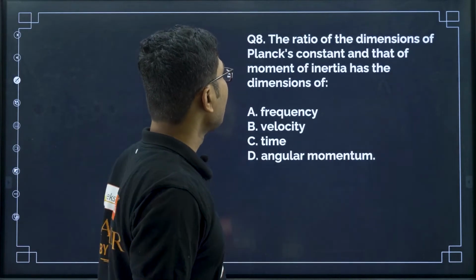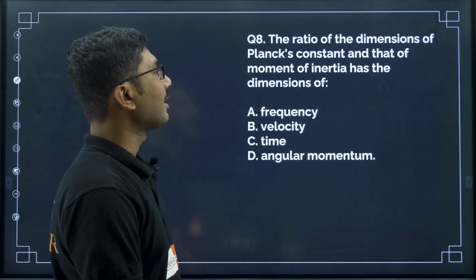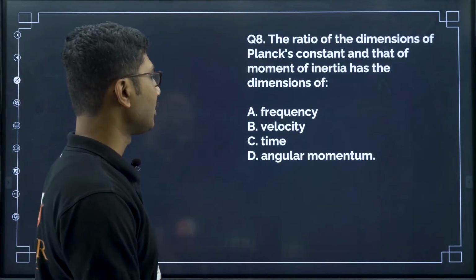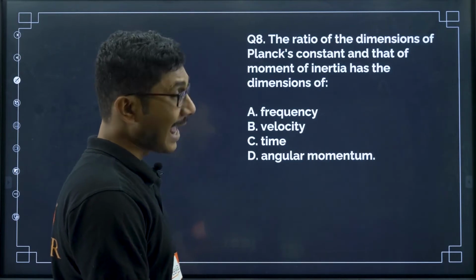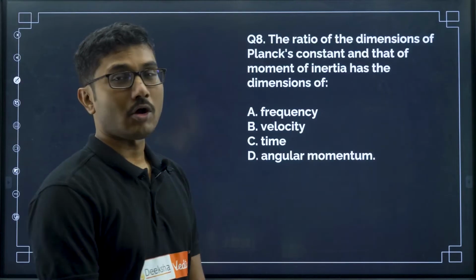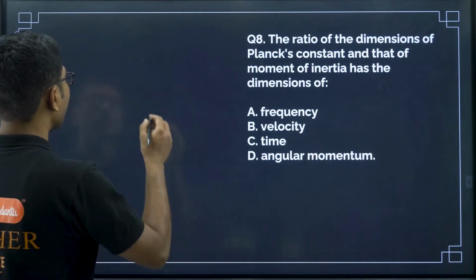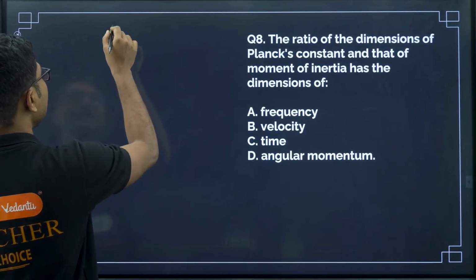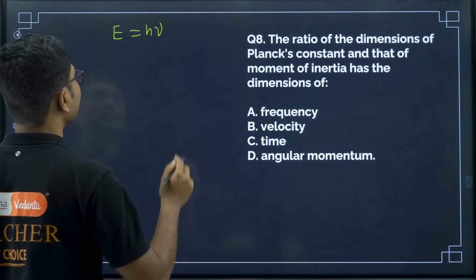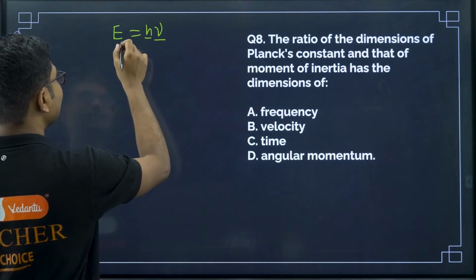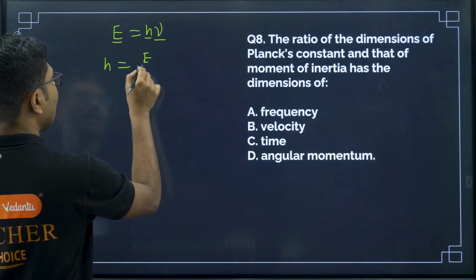Now let's move on. The ratio of the dimensions of Planck's constant and that of moment of inertia has the dimension of, so the ratio of dimension of Planck's constant and that of the moment of inertia. First of all, Planck's constant. What is the Planck constant? We know that energy is equals to h nu, right? So h nu, where nu is the frequency, h is Planck's constant, E is energy. So h is equals to E by nu.